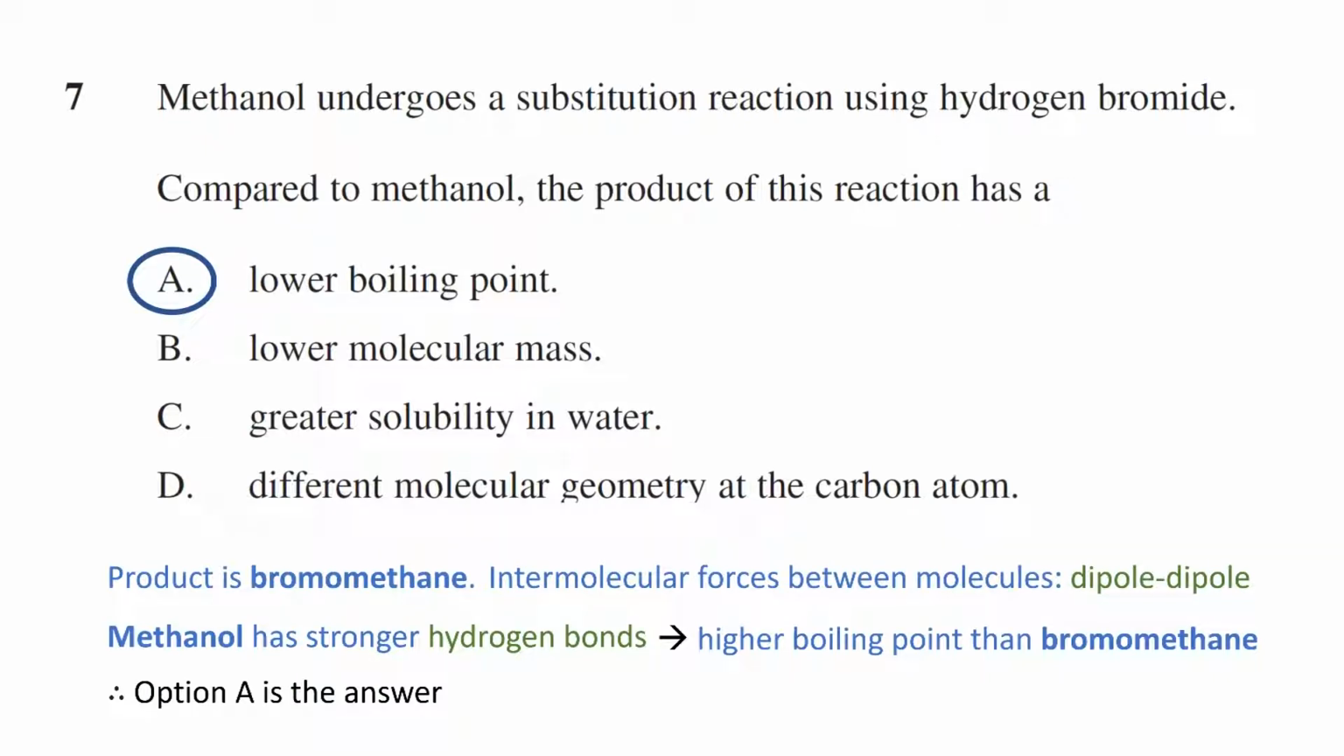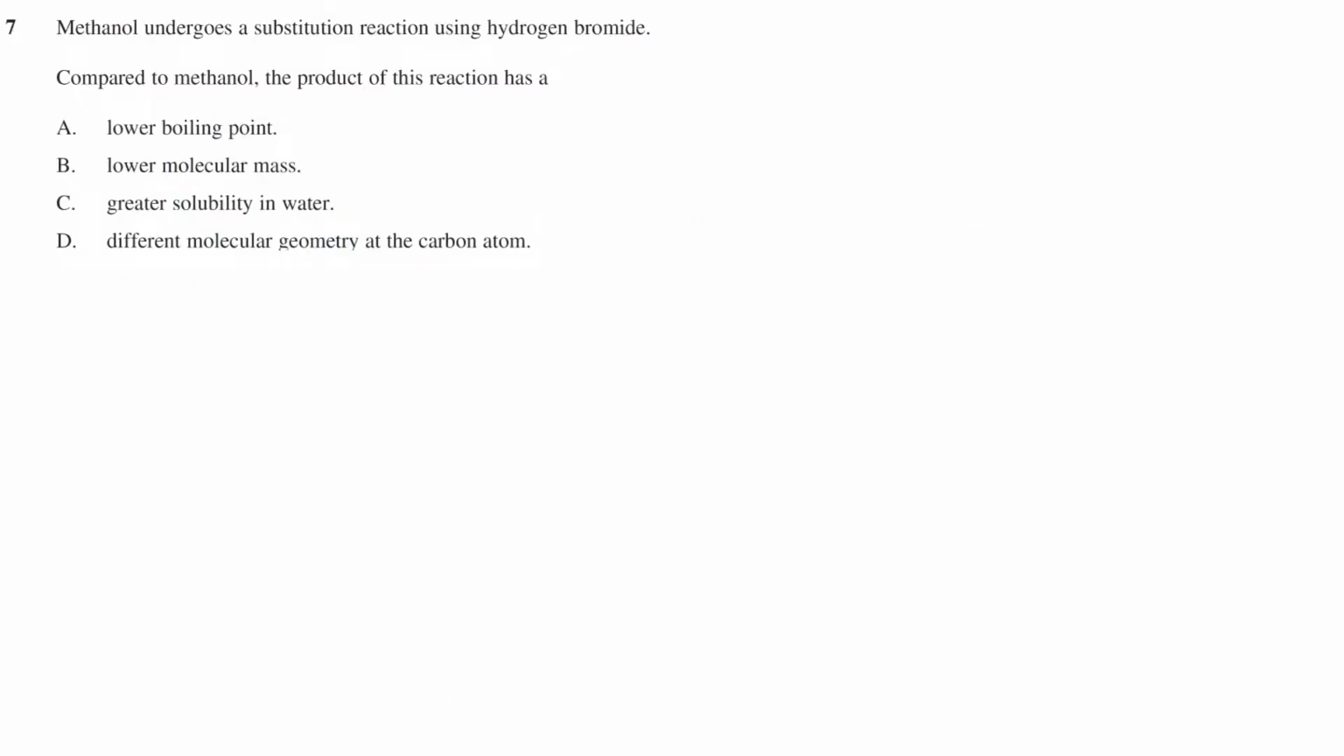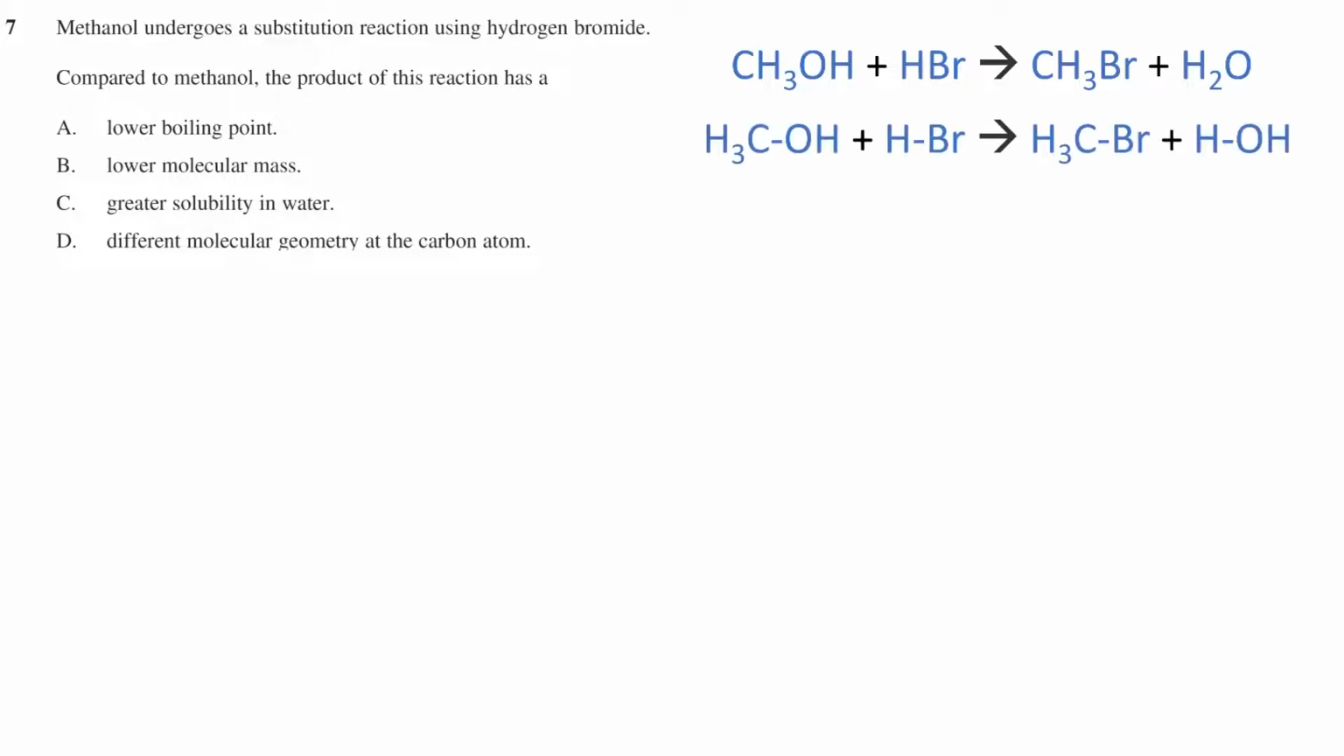The other way to answer this question is to eliminate all other options, which we will do now. We can start by writing out the equation. It's a little clearer if we draw out the functional groups, the hydroxyl and the bromine, to show how effectively in the reaction we have a switch of the OH and the Br, where we see the methanol becomes bromomethane.